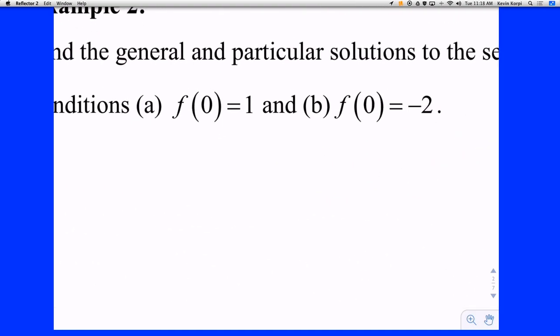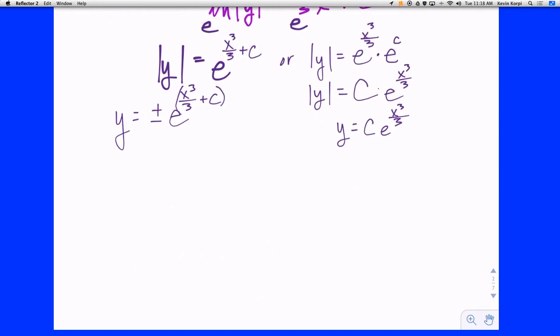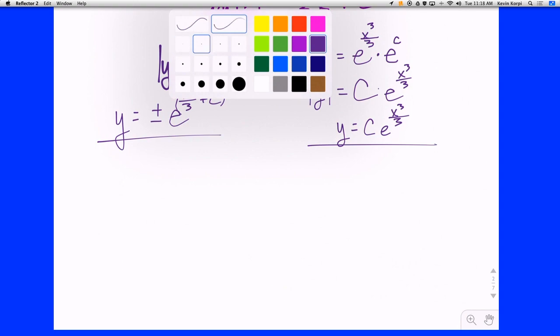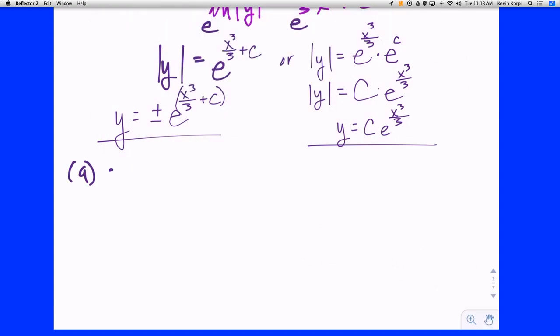Now, either one is correct. Let's go ahead and then find the particular solution at (0, 1). And you'll see that they both work. So we'll do both of these. So part A, I'm going to switch to a little bit bigger now. Part A, at the point (0, 1). You still want to make some kind of notation that you're plugging it in. So I get 1 equals plus or minus e to the... Now when I plug in a 0 for x, I get 0 cubed, which is 0, divided by 3 is 0. I get e to the c power.